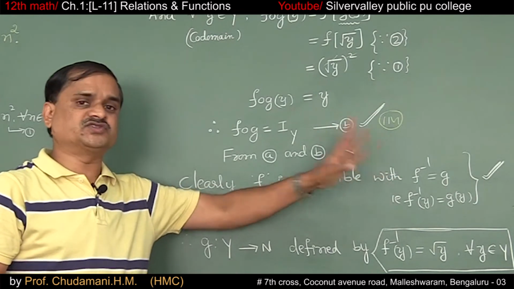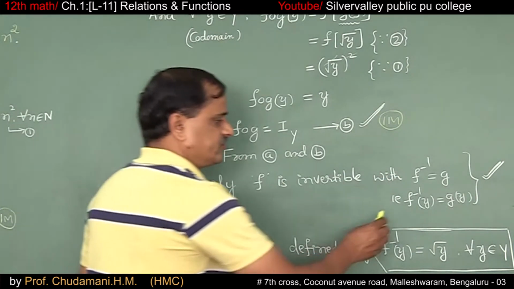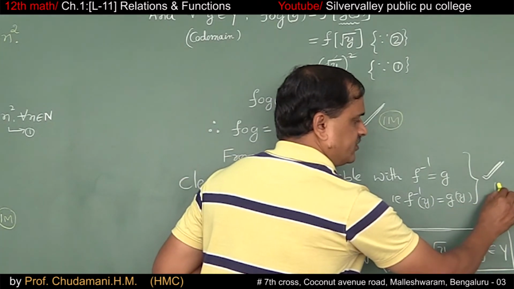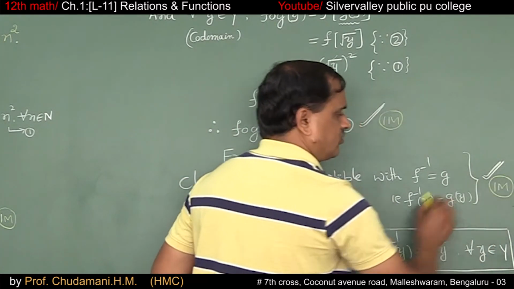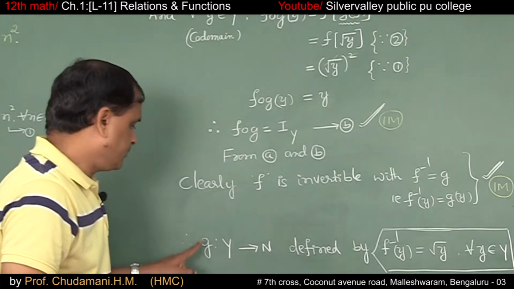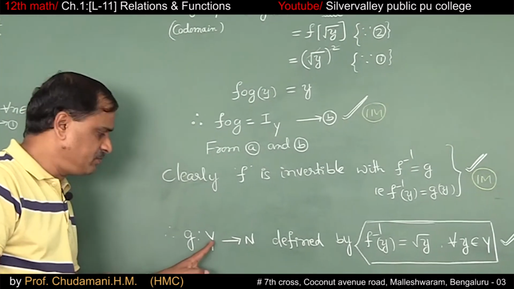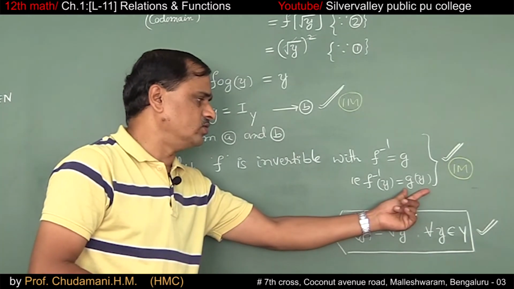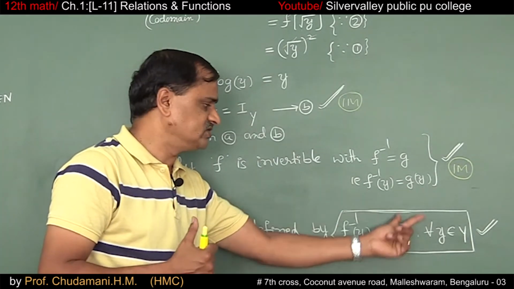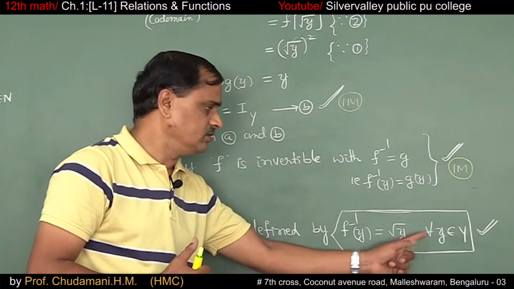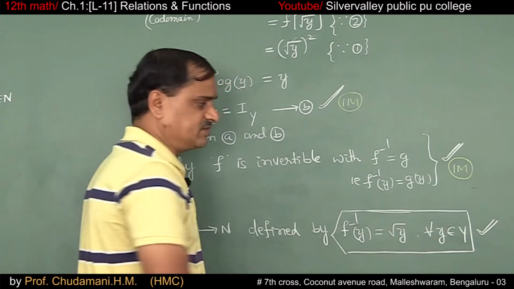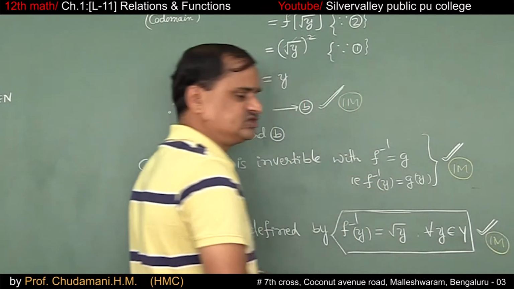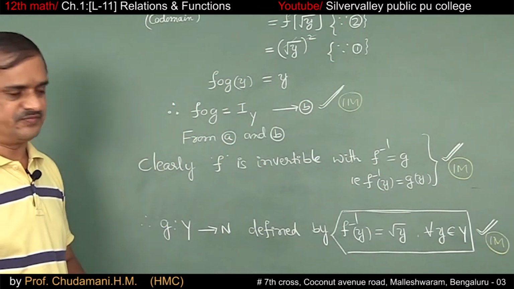With F inverse equal to G, operate on Y: F inverse of Y equals G of Y. That carries one more mark. So we have assumed G from Y to N defined by F inverse of Y is equal to G of Y, using equation 2. G of Y is root Y, for all Y belongs to capital Y. This gives the last mark, that is the fifth mark.